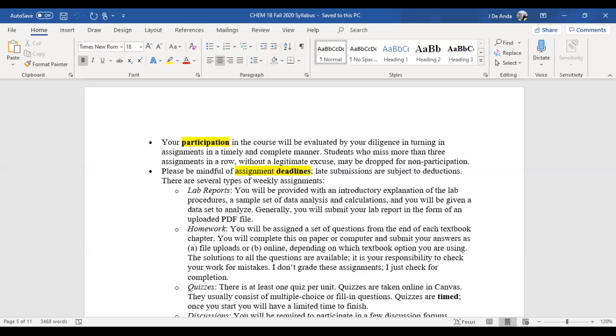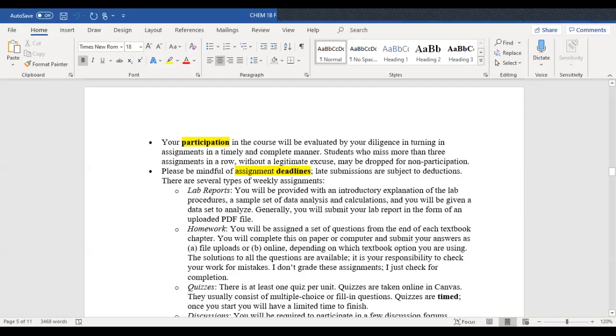Now, you do have a little bit of leeway. I do give you a chance to turn assignments in late with a deduction. But again, if you miss more than 3 assignments in a row without an excuse, you may be dropped for non-participation. So this week, we have several assignments, several activities you're going to be carrying out. By the end of the week, if you have not completed those assignments, I will have to drop you from the course. I have over 40 students on the wait list trying to get into this class. So it's not like we're going to be empty here. So please make sure you're on top of things.